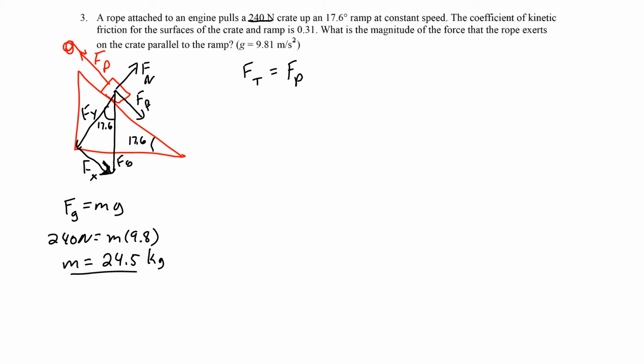Alright, what are we going to do with force of friction? Subtract it. And what are we going to do with the x force? Subtract it. So we've got force of friction pulling it down the ramp. Force of friction is always against the motion. And force of X is also pulling it down the ramp, because it's in the opposite direction.